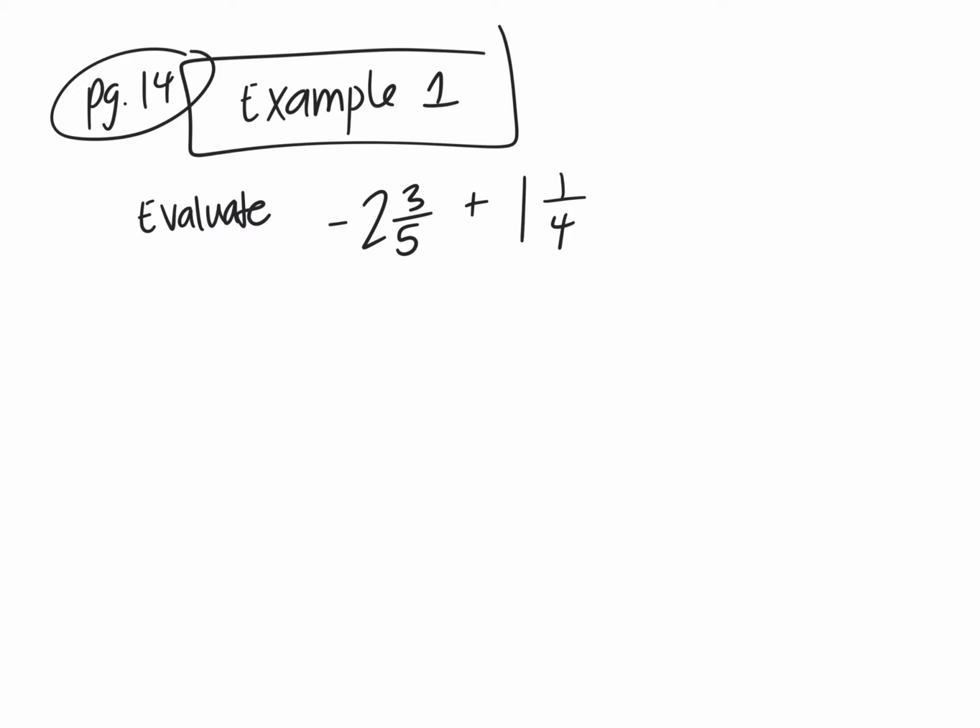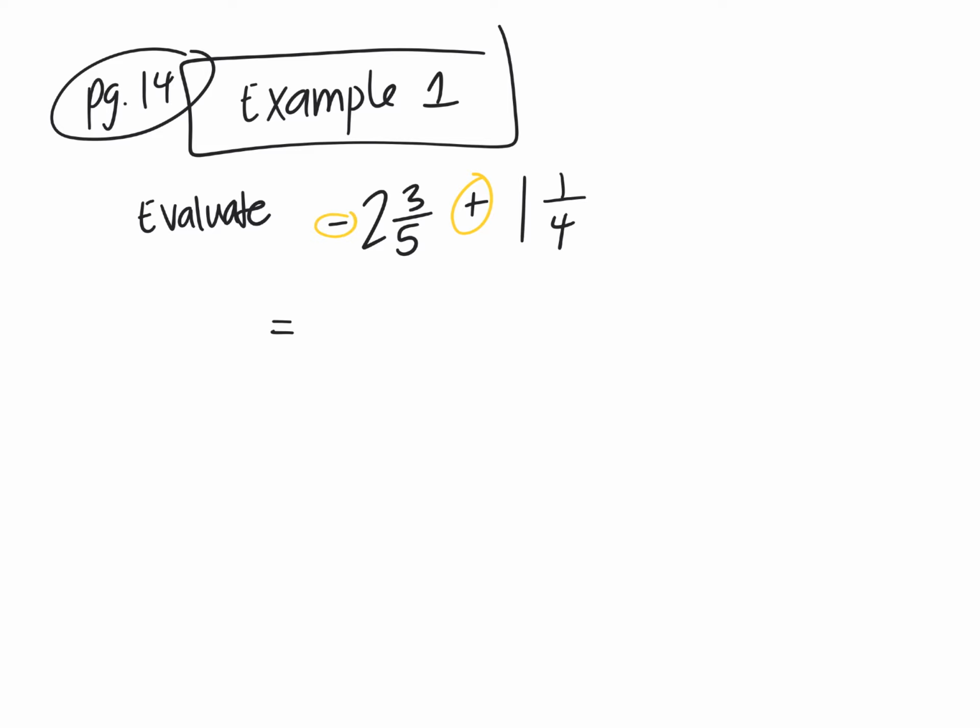So in this example, we are going to evaluate. We're going to add negative 2 3/5 plus 1 1/4. What's the first thing we should do here to add these two fractions together? Okay, so we'll turn the mixed numbers into improper fractions.